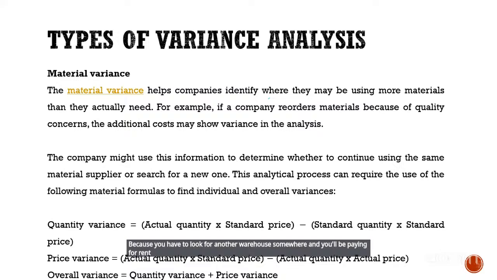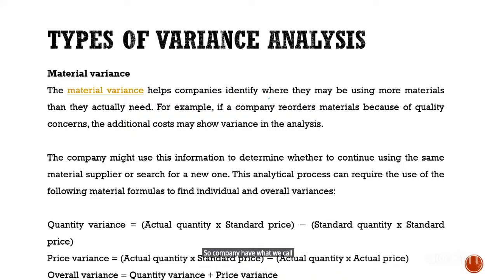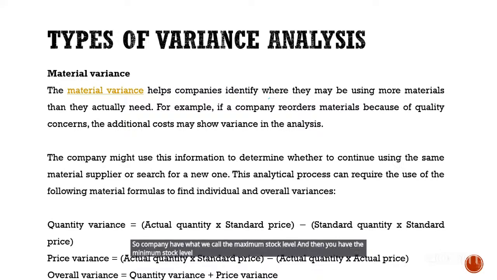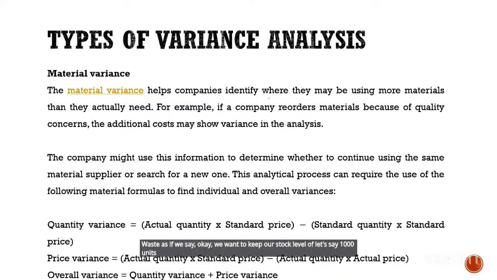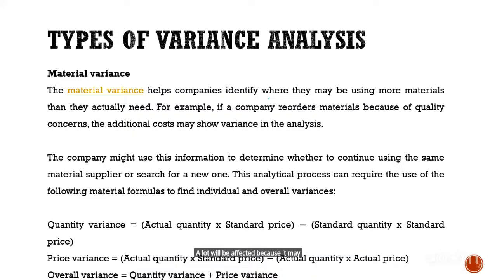You'll be paying for rent to keep those stock. So companies have what we call the maximum stock level, and then they have the minimum stock level. The minimum stock level is the level below which the stock is not allowed to go. For instance, if we say, okay, we want to keep a stock level of, let's say, 1,000 units, and anytime the stock is less than 1,000 units, we will be affected because it may actually affect our production.